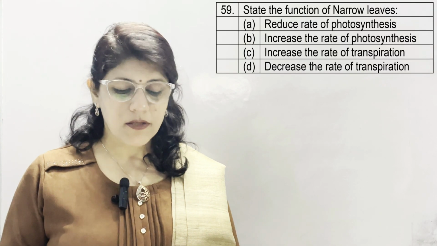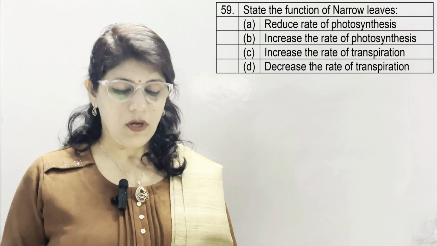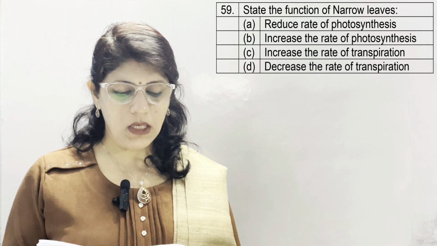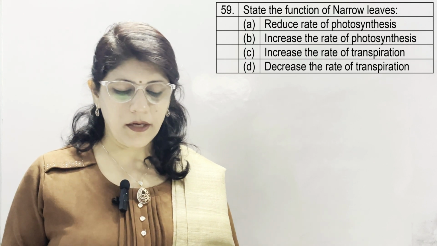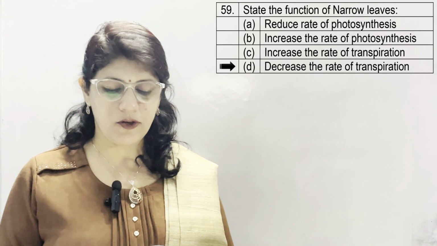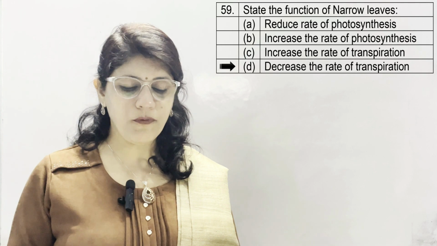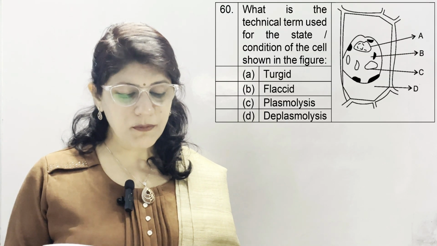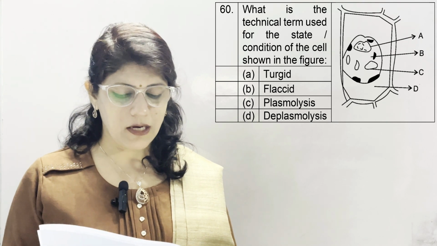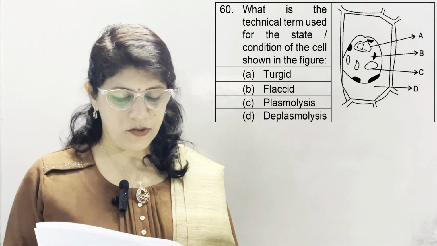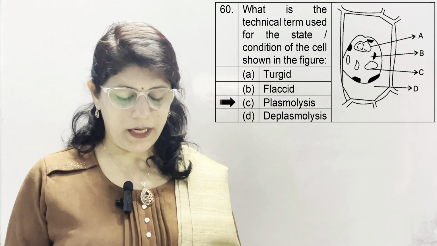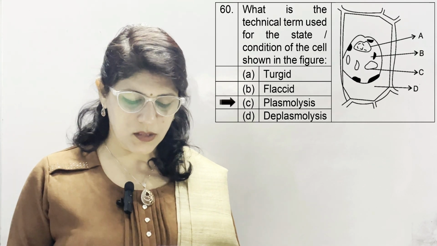Question number 59. State the function of narrow leaves. A option, reduce rate of photosynthesis, B increase the rate of photosynthesis, C increase the rate of transpiration, and D decrease the rate of transpiration. And the correct option is D, which is decrease the rate of transpiration. It is the function of narrow leaves. In question number 60, what is the technical term used for the state or the condition of the cell shown in the figure? A option turgid, B flaccid, C plasmolysis, and D deplasmolysis. And the correct option is C, which is plasmolysis.